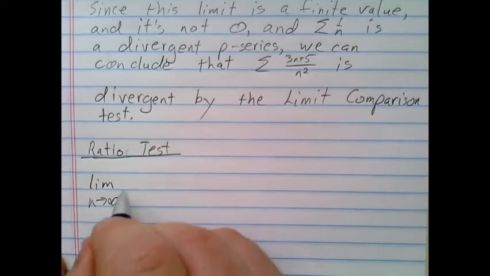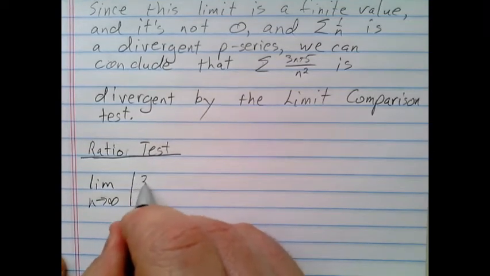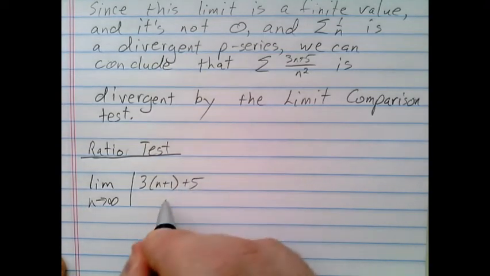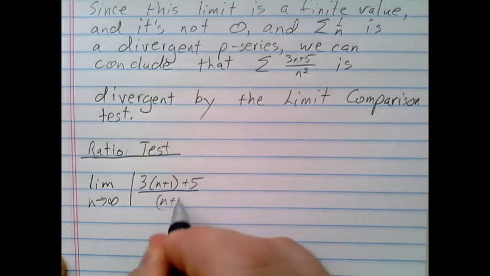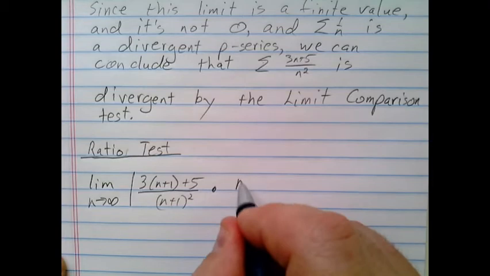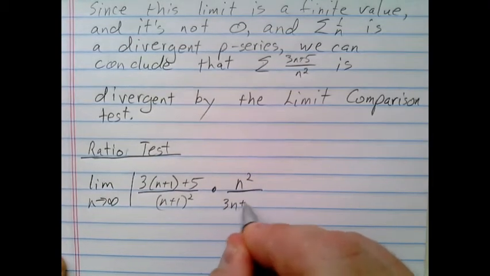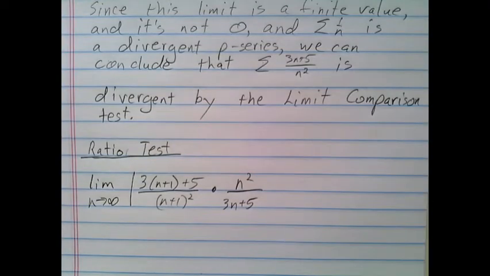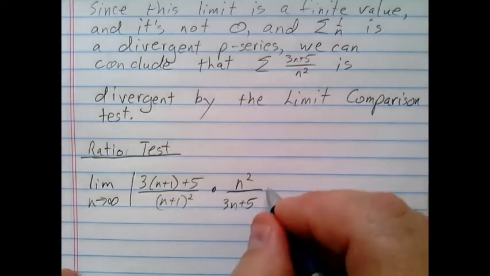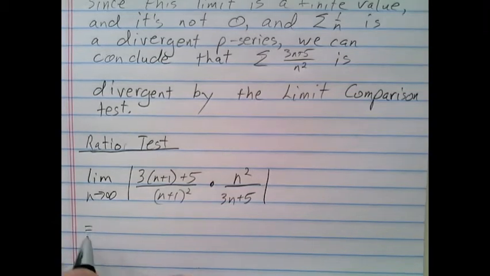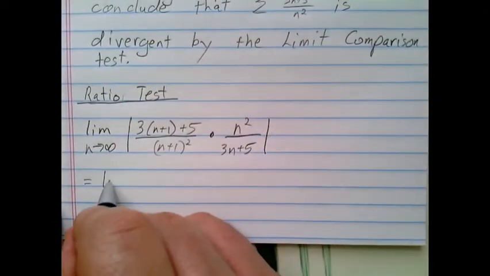So this would be the limit of the absolute value. For the n plus 1 term, we've got to slip in a plus 1 on all of our n's. Then we're going to multiply by the reciprocal of the n term. Remember, the n term was 3n plus 5 over n squared, but we're dividing by that, so we're going to multiply by its reciprocal. Now I don't really need that absolute value since everything is positive, so I'll go ahead and drop that out.